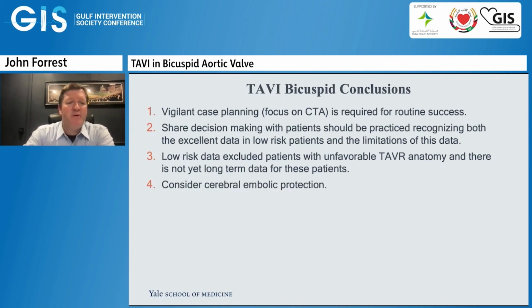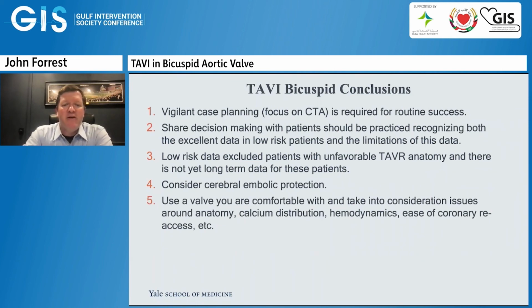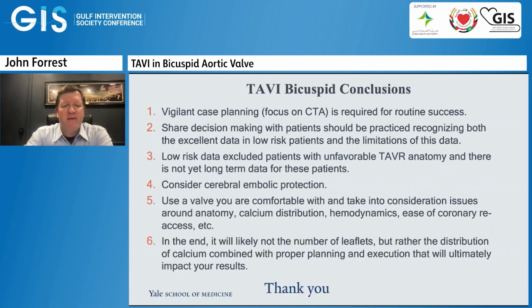I didn't talk much about this, but I think if you are using cerebral embolic protection, bicuspid patients may be a group to consider. There has been some data that suggested that there's slightly increased risk of stroke in this patient population. I think it's critically important for these cases. They're low risk, they're bicuspid. There's a lot to be thinking about, that you use a valve that you're comfortable with. You take into consideration issues around the anatomy, the calcium distribution, hemodynamics, as well as the ease of coronary reaccess.